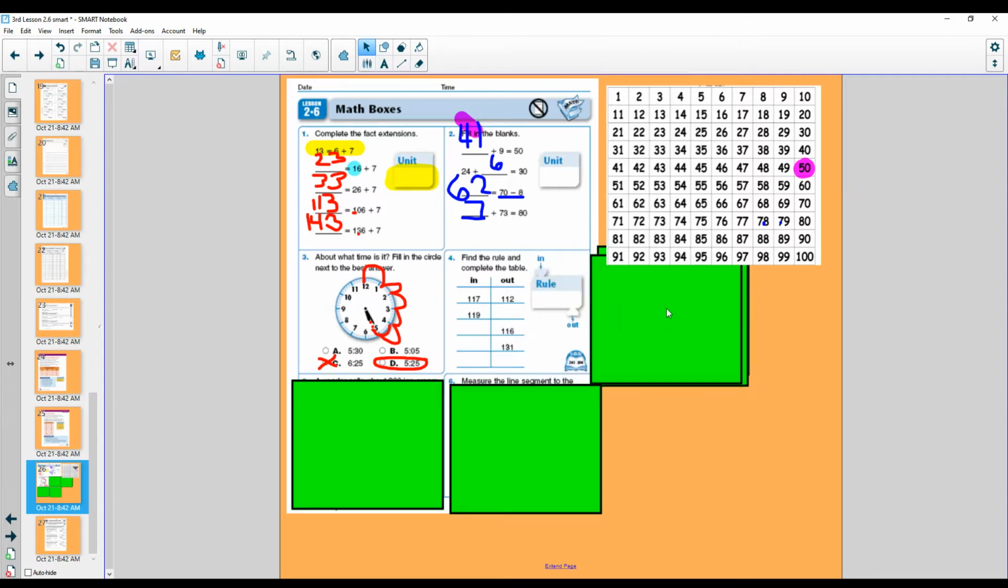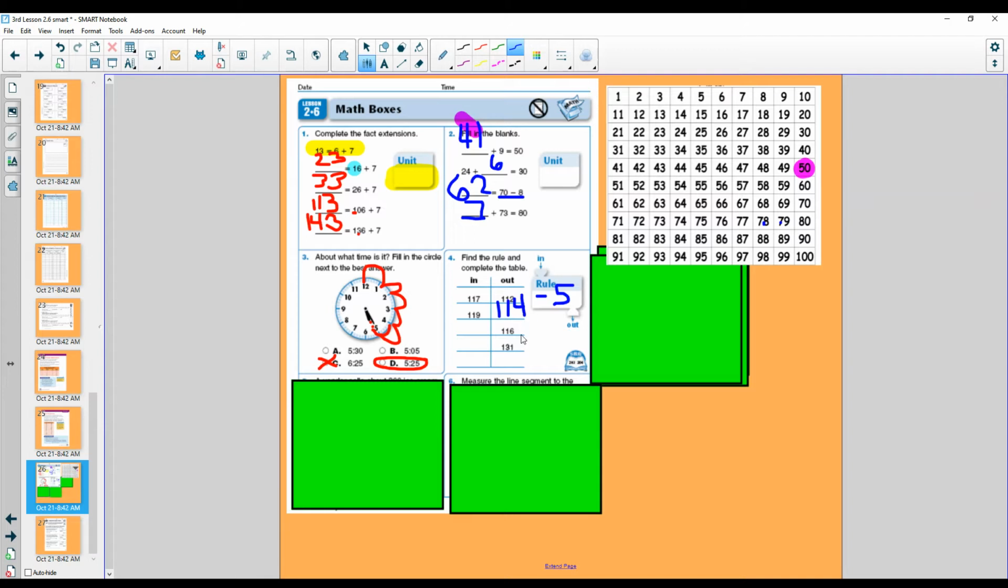All right, in and out. The first thing we have to do is figure out how do they get from here to here. So think about this. The number gets smaller. So we know it was subtracting. Now let's just count backwards. 117, 116, 115, 114, 113, 112. How many did they subtract? 5. Okay, so now here, 119, take away 5. 119. 118, 117, 116, 115, 114.